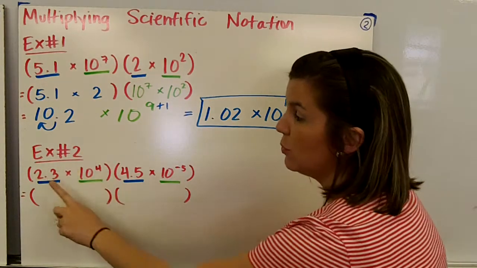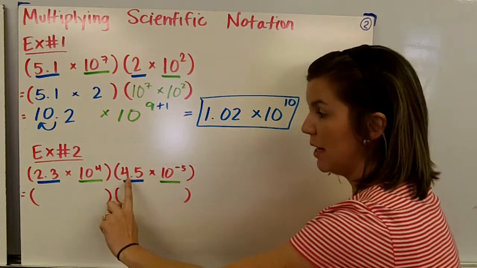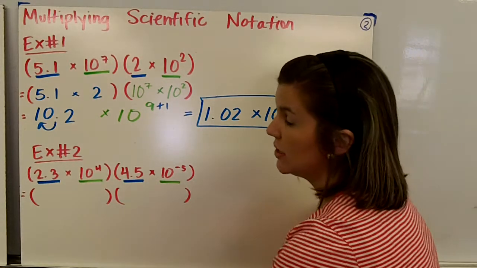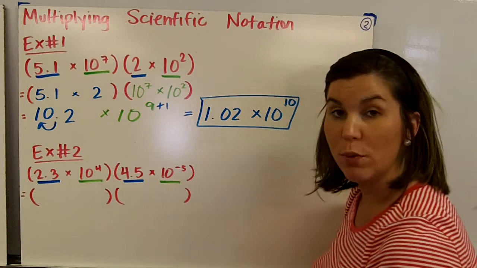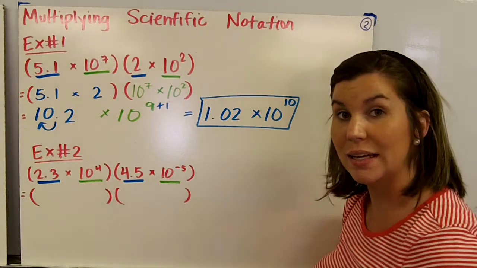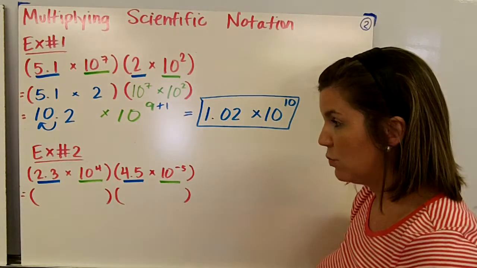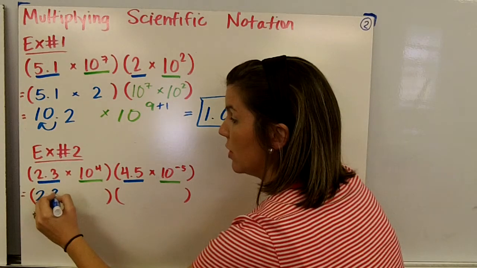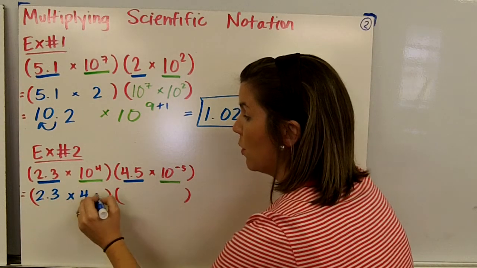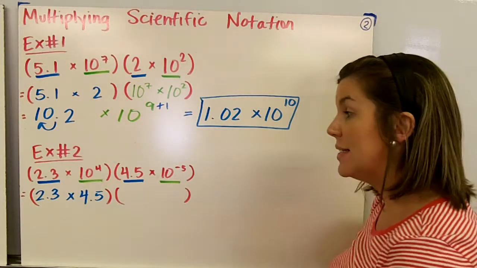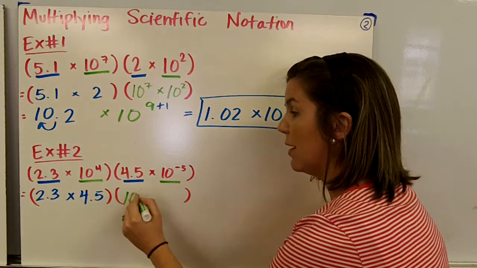Example number 2: 2.3 times 10 to the 4th times the quantity 4.5 times 10 to the negative 5th. Again, you can see that 2.3 and 4.5 are the like factors, and 10 to the 4th and 10 to the negative 5th are like factors as well. So we're going to put the ones that are the same together. 2.3 times 4.5. And 10 to the 4th and 10 to the negative 5th. We're going to multiply those together.